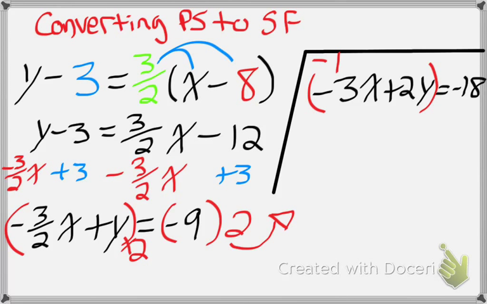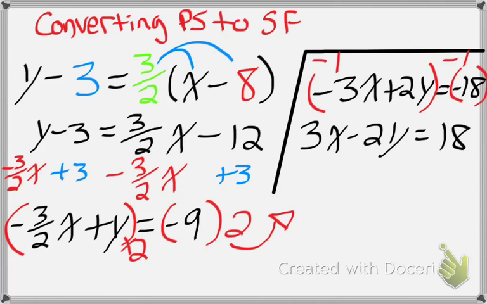Now, I'm not going to be picky, and I'm going to say this is optional, but I want you to know that it means the same thing. So -1 times -3x, well, that's positive 3x. -1 times positive 2y, well, that's -2y. On the right side, -18 times -1, well, that's positive 18. So technically, this is the full, complete, proper standard form version of our final answer.